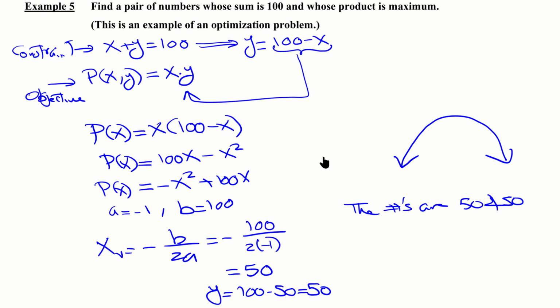So of all the possible pairs of numbers whose sum is 100, the two which are going to give you the maximum possible product are 50 and 50, when they're equal. So that's a nice problem. It shows you the power of parabolas and the kind of application you can get out of them. Anyway, make sure you understand that, and we'll look at one more example before we call it the day.